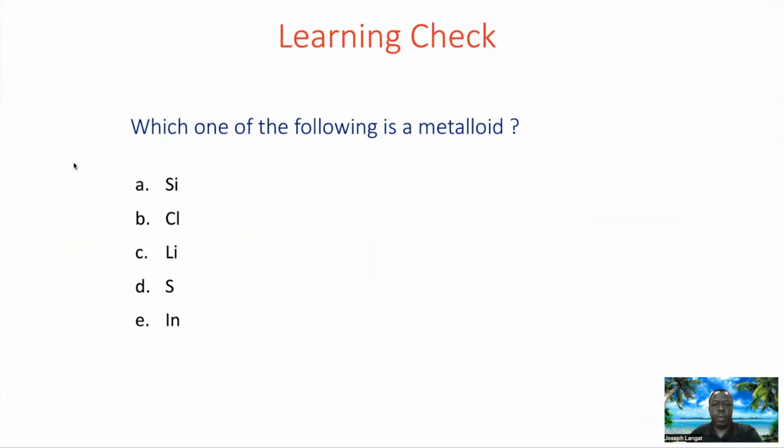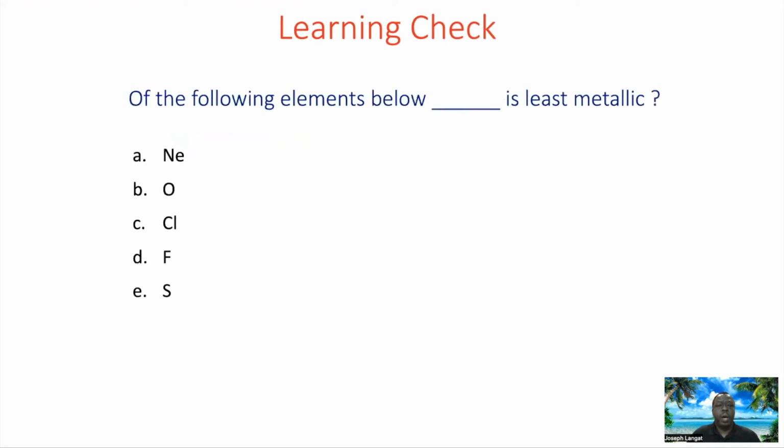Which one of the following is a metalloid? It's obvious. If I look here, I do have silicon. This is the correct answer. Chlorine is a gas at room temperature. Lithium is a metal. Number 3, sulfur, number 16, and indium is a metal. So the correct answer here is A. You'll expect that in the exam.